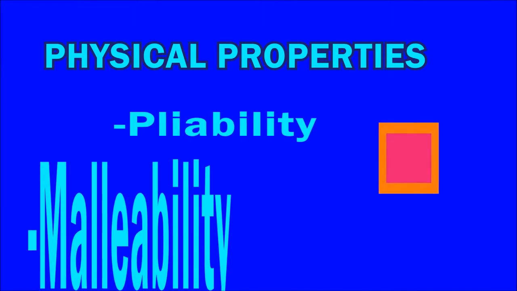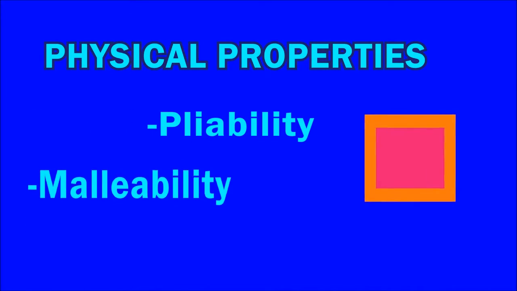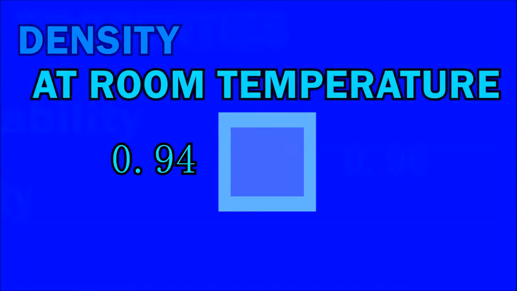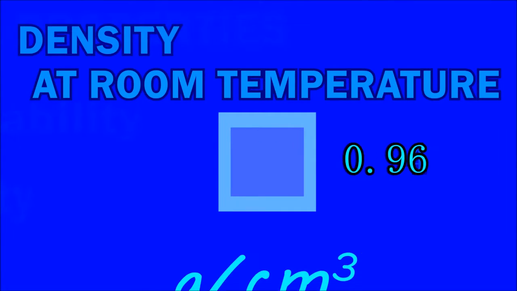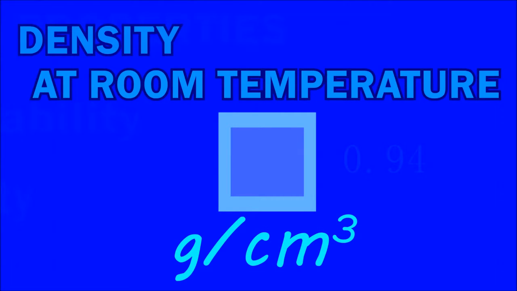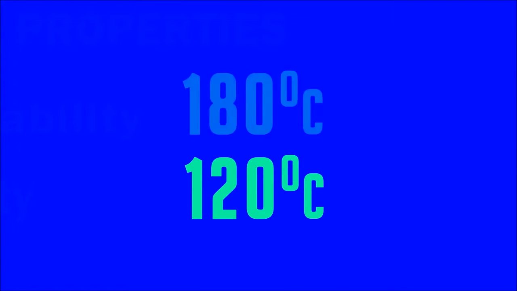Physical properties. Polyethylene is a thermoplastic resin, which means that it has the properties of pliability or malleability above a specific temperature and solidifies when cooled. The density of polyethylene polymer at room temperature is between 0.94 and 0.96 grams per cubic centimeter. The melting point of polyethylene varies depending on its density. High-density polyethylene has a melting point that can range between 120 to 180 degrees Celsius, and low-density polyethylene has a melting point ranging between 105 to 115 degrees Celsius.